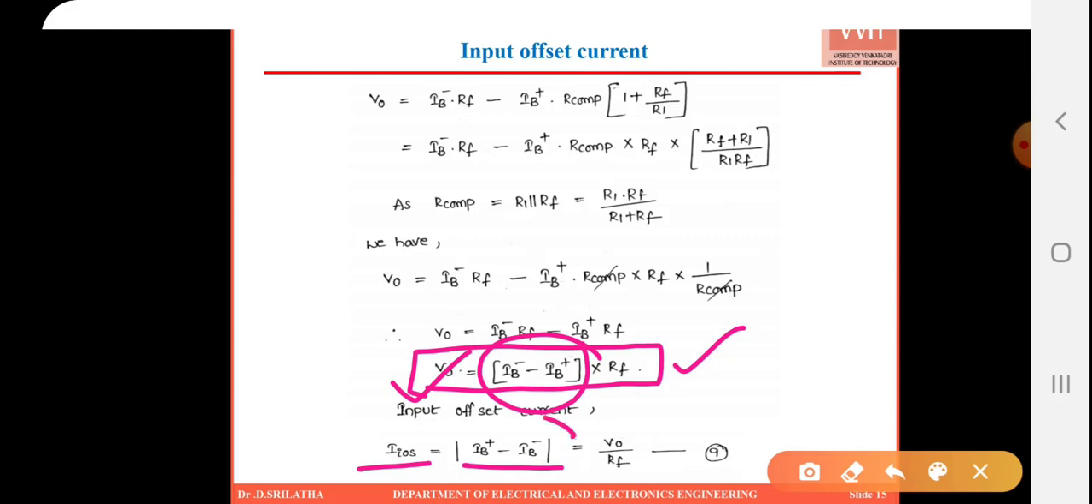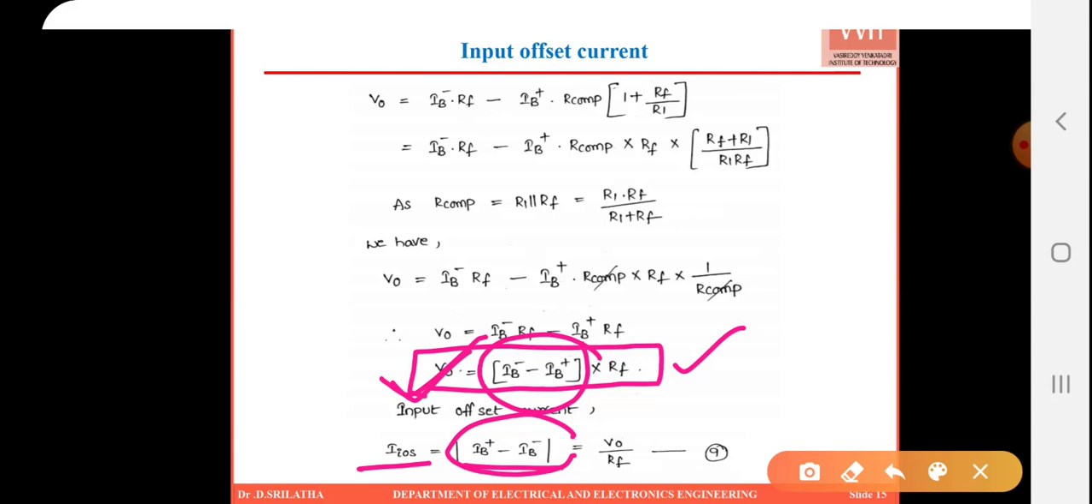Usually, because of this bias current only, some output will appear at the terminals of the op-amp. This is all because of this bias current. So in order to nullify the effect of this bias current, we are going to use a compensating resistor, because this is the unwanted voltage.